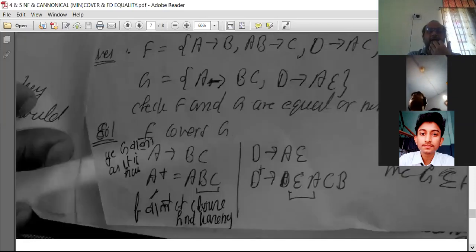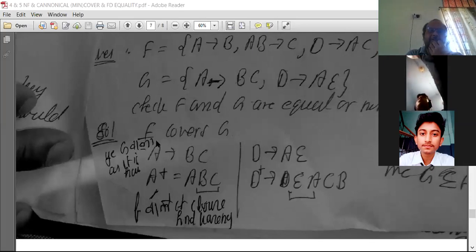And from G, see, this is a functional dependency: A tends to BC. Now I will check it from this. That means I will take the functional dependency from this and I will find the closure from this. I will check the functional dependency of this.